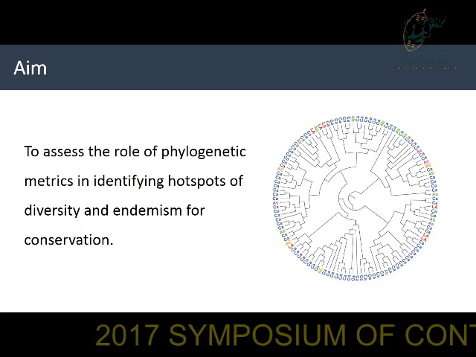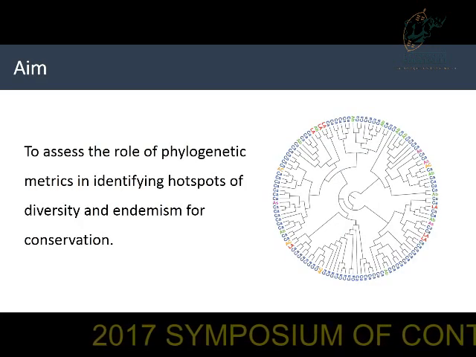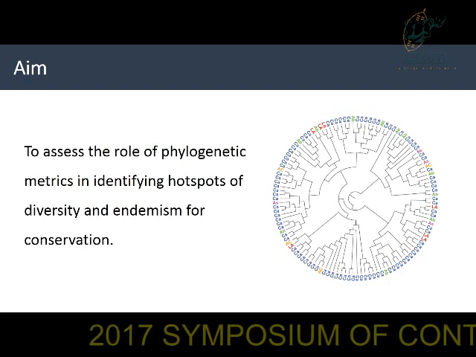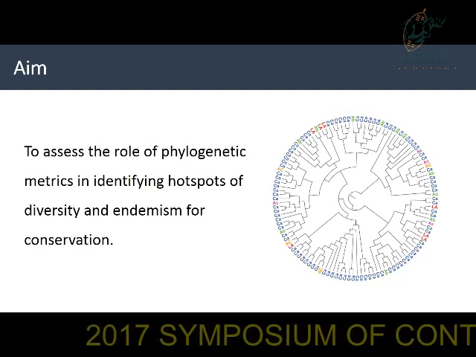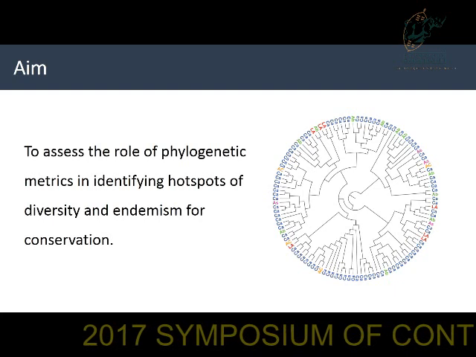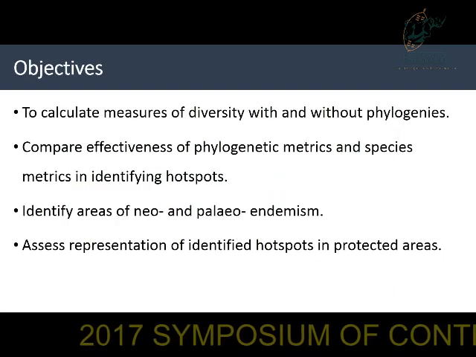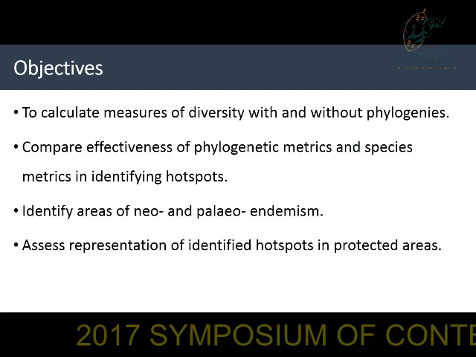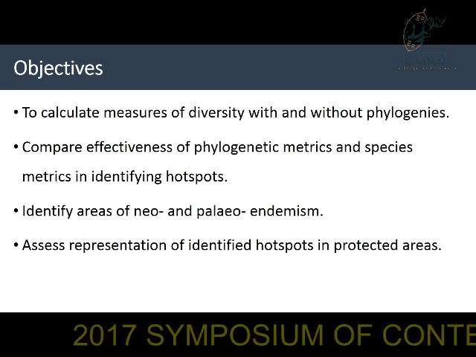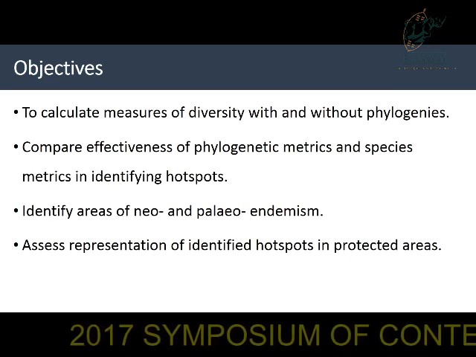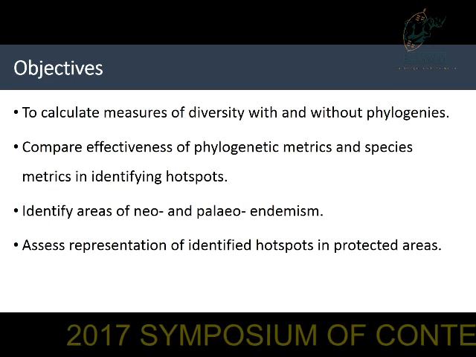Therefore, my aim was to assess the role of phylogenetic metrics in identifying hotspots of diversity and endemism for conservation. To achieve this, my objectives were to calculate measures of diversity, compare the effectiveness of phylogenetic metrics to identify areas of neo- and palaeo-endemism, as well as to assess their representation in protected areas.